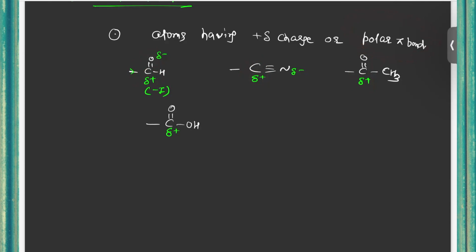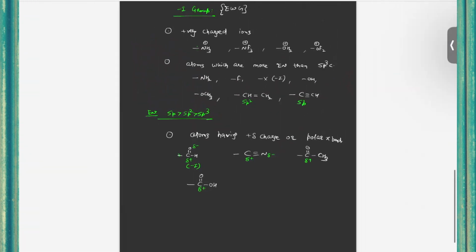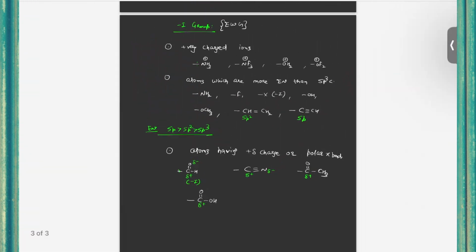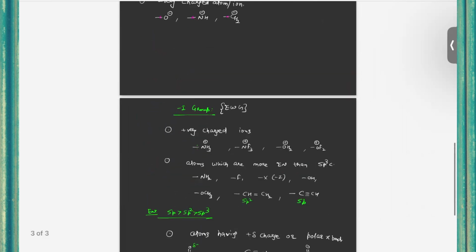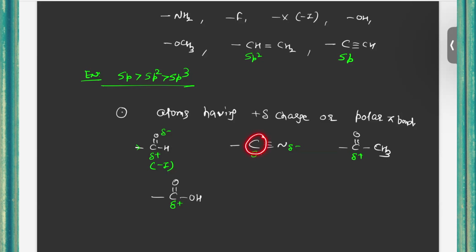So I told you about this. You can remember this by polar pi bond also. What do you mean by polar pi bond? Polar means when there is an electronegativity difference, and pi bonds are there. So that group will also have minus I. You can remember by this also: polar pi bond. That means these groups will have minus I effect. Got it?